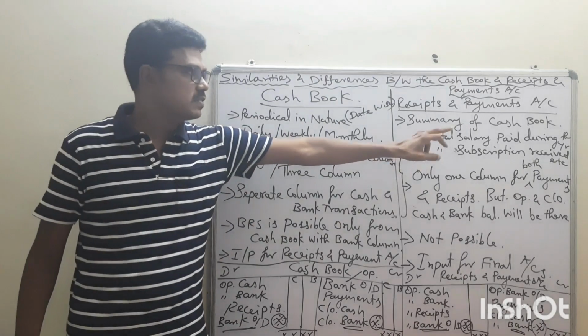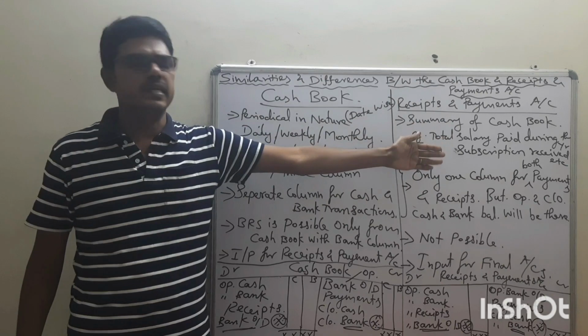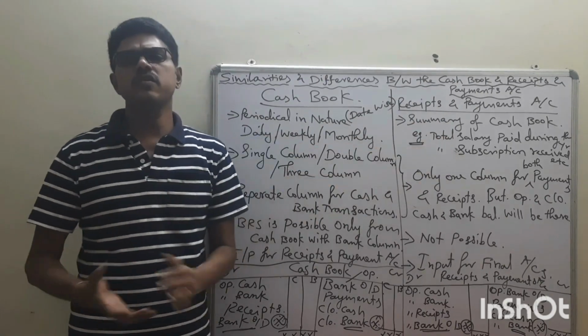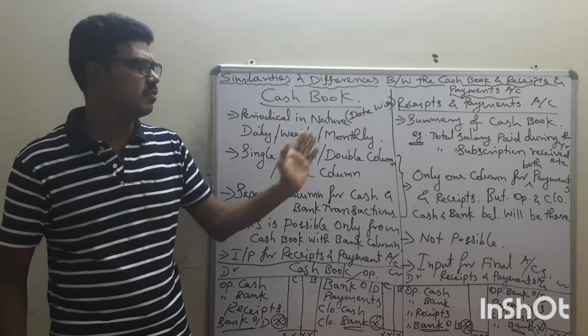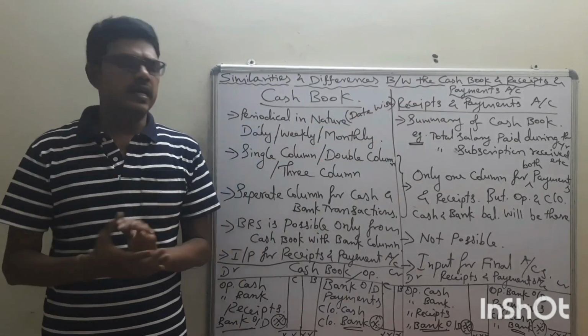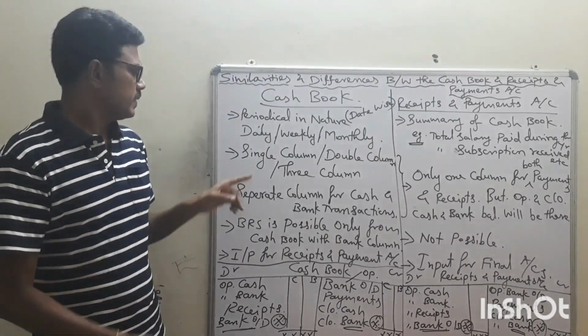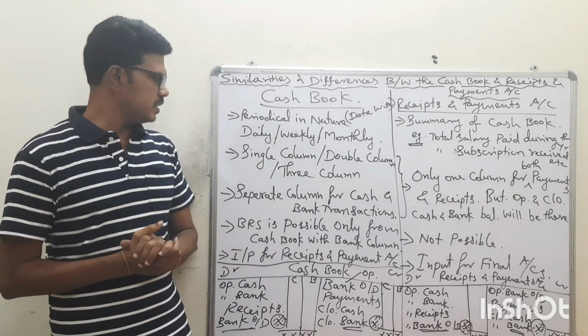What is the total salary paid during the year? Interest paid during the year? Rent paid during the year? Or subscription received during the year? Donations received during the year? They will record everything and post it into the receipts and payments account according to the nature of receipt or payment.